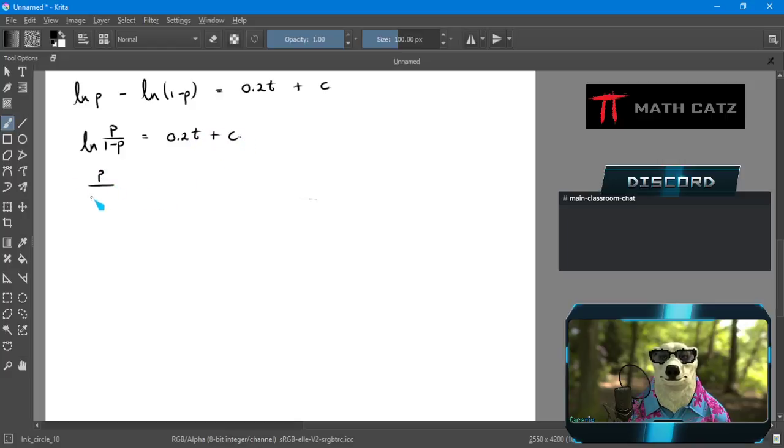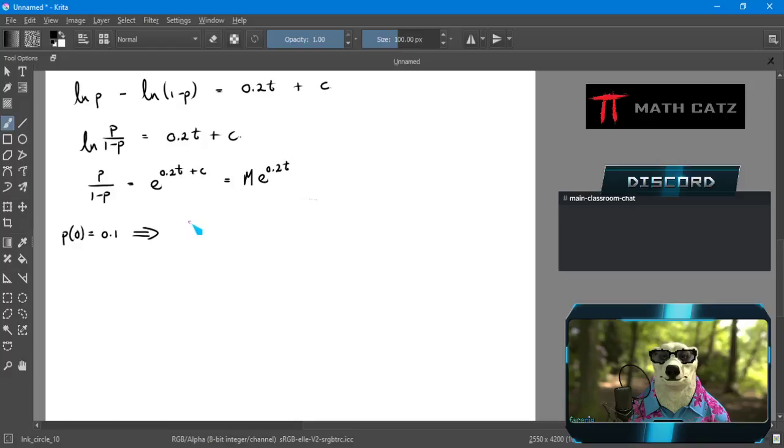And so p over 1 minus p is e to the 0.2t plus c. I'm going to do the same thing as we've done before by having a more convenient version of the integration constant. So now, unfortunately, it's not quite done, but I do have my general solution here, and an option certainly is at this stage to use my initial condition. Oops, not y, it's a p. To use my initial condition to find the integration constant.